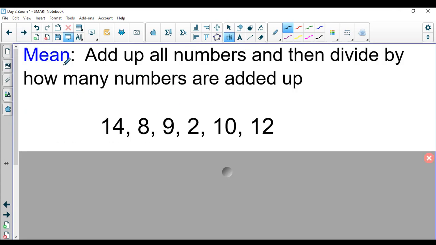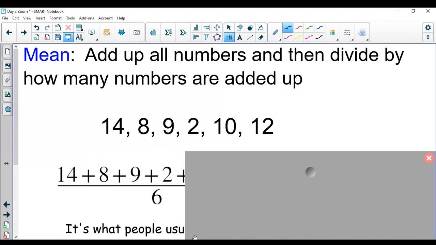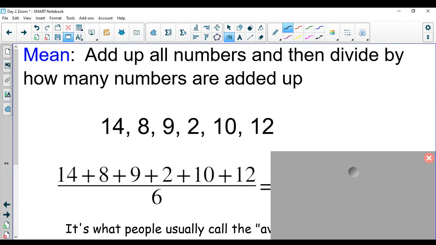All right, so this set of numbers right here, we're going to just find the mean of it. That means we're going to add up all the numbers and divide by how many numbers are added up. Okay, so it'll look like this, right? We're just going to add up all these numbers, and there's 6 different numbers. So we're going to divide by 6. Even if there were some repeat numbers, you would put them in there and count them as well.